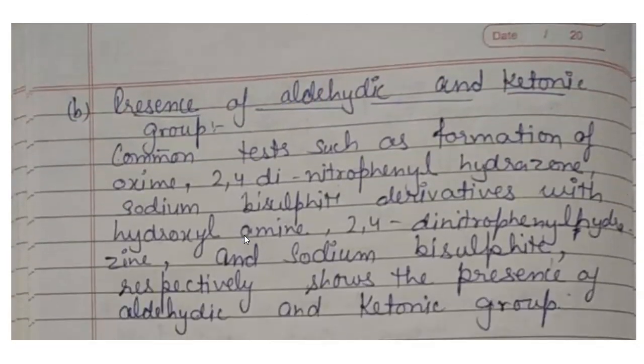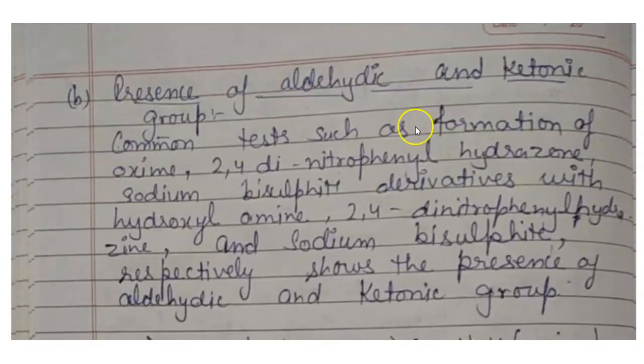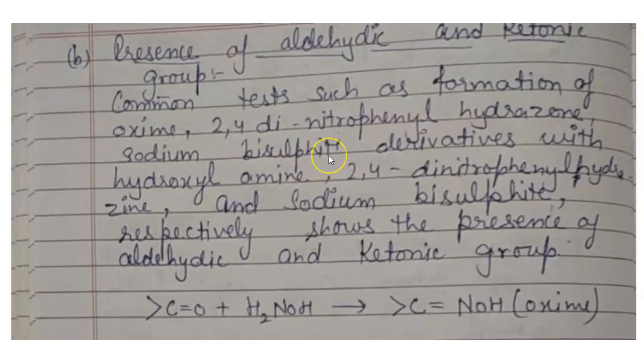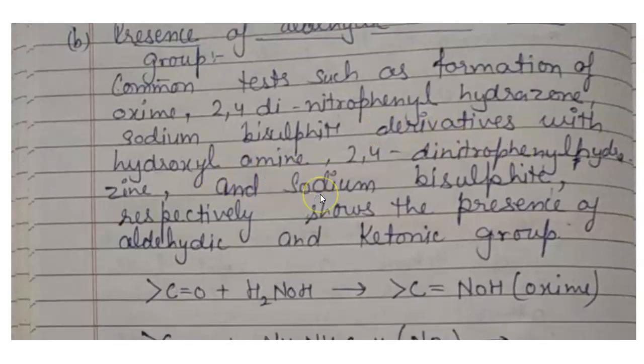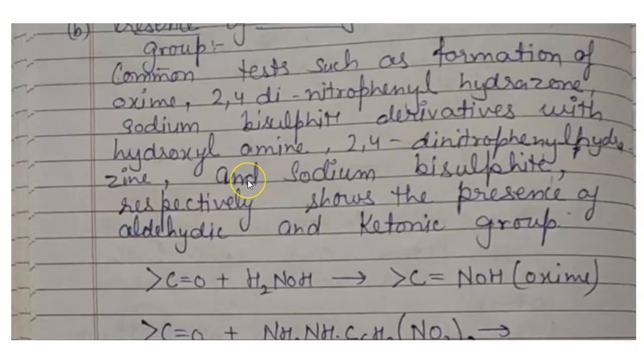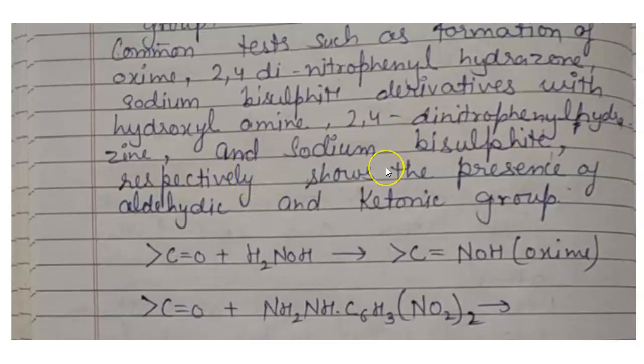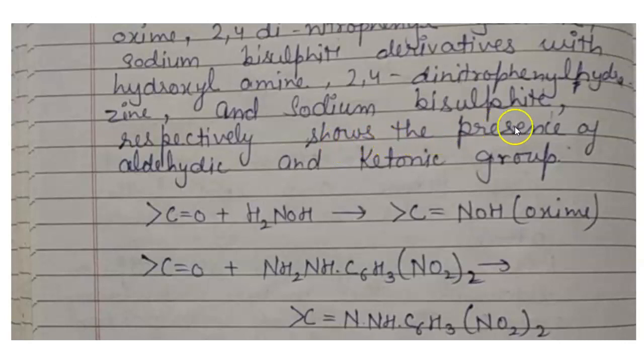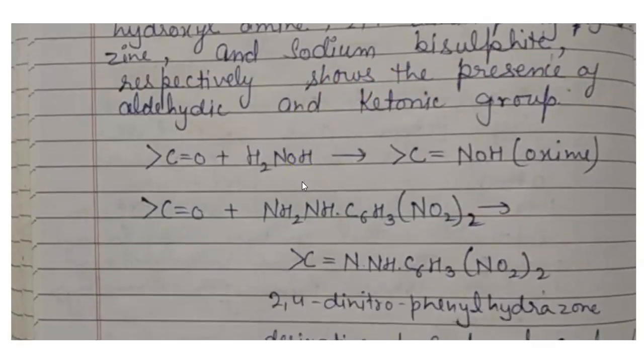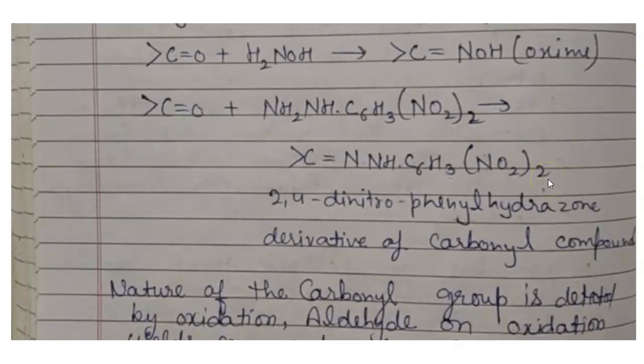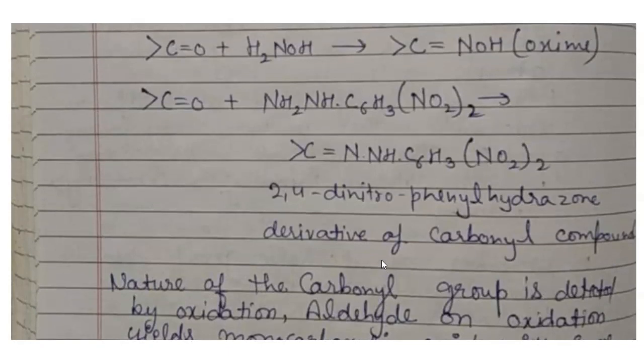Presence of aldehyde and ketone groups. Common tests such as formation of oxime, 2,4-dinitrophenylhydrazone and sodium bisulfite derivative, with hydroxylamine, 2,4-dinitrophenylhydrazine and sodium bisulfite respectively, show the presence of aldehyde and ketone groups. You can see that here is a ketone, reacted with this to form an oxime, and these are also reactions.